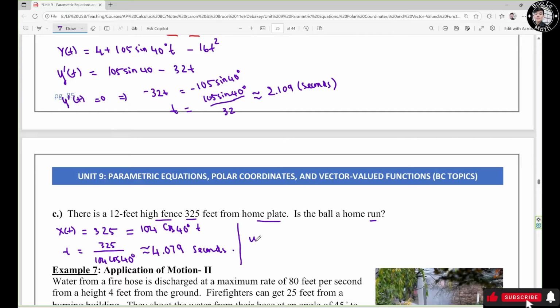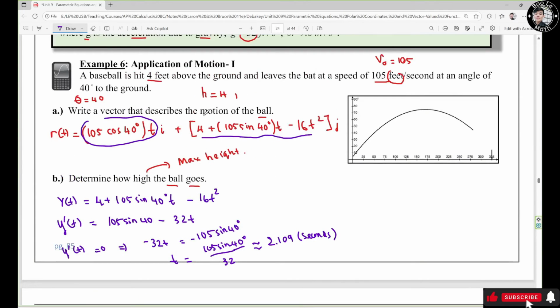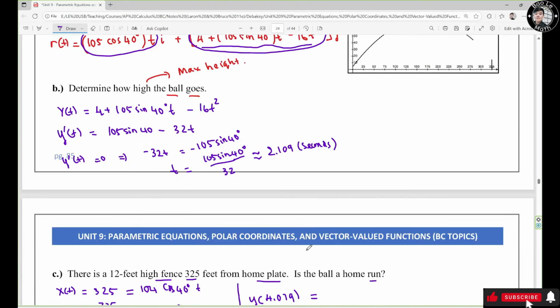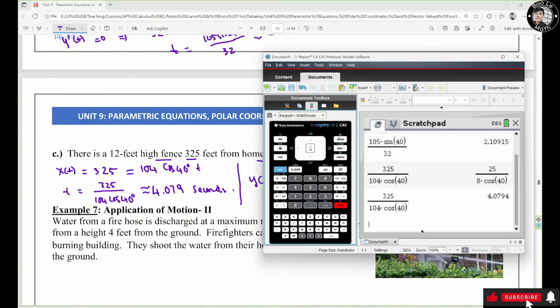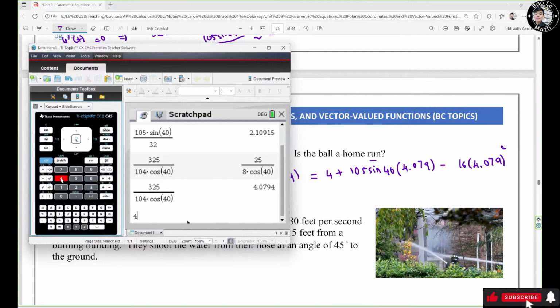So we have y of 4.079. We're going to use this function right here. Now I'm bringing up the calculator, so I'm going to press 4 plus 105 times sine of 40.